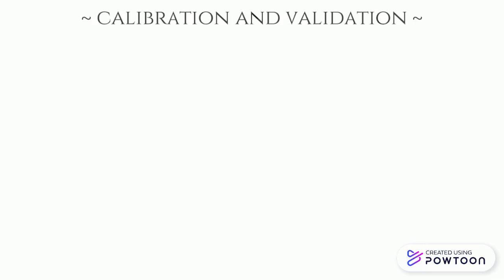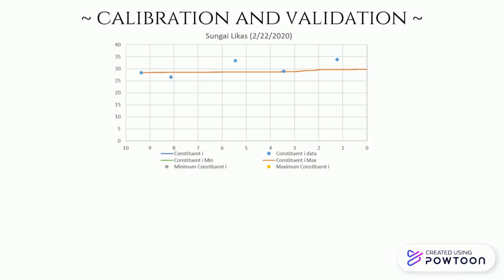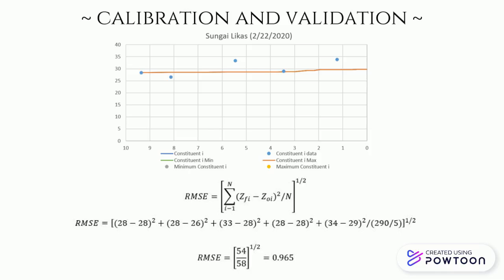Moving on to the calibration and validation process. This slide shows an example calculation of root mean square error for COD, chemical oxygen demand, of Likas River. The formula of RMSE is equal to the square root of the sum of squared differences between the predicted and observed data divided by the total cumulative value of COD for 5 stations. From the calculation, the RMSE value for COD is equal to 0.965, which falls within the acceptable range suggested by Henriksen.